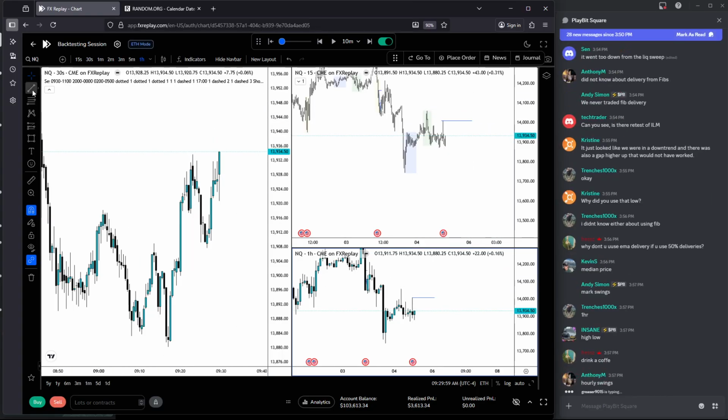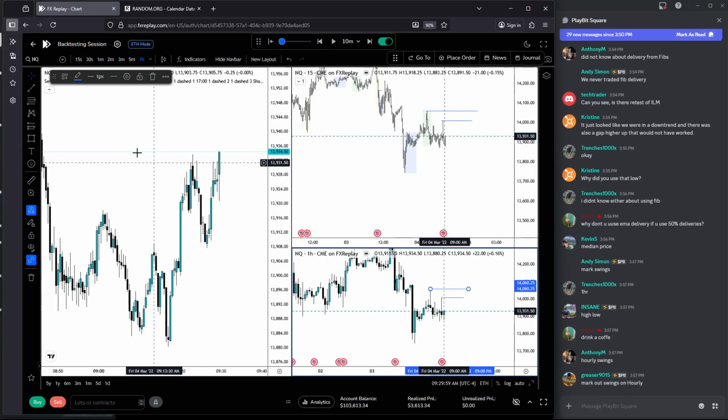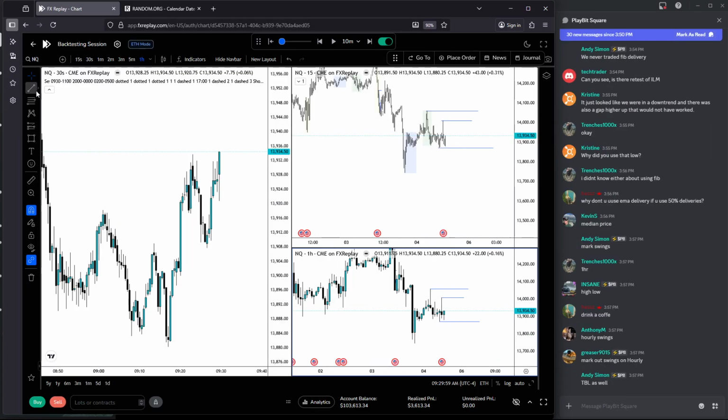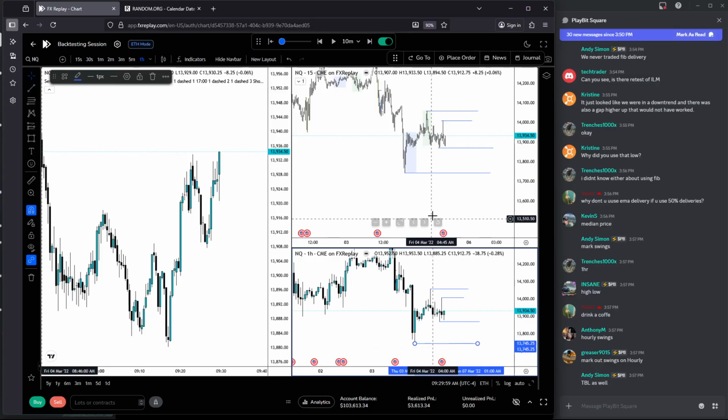So we have 1 hour swing points. We have this high here, this high here. We have this low here. Then what do we do? We mark this low here. And then what do we do?